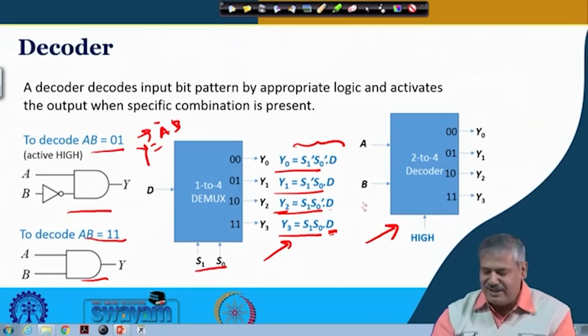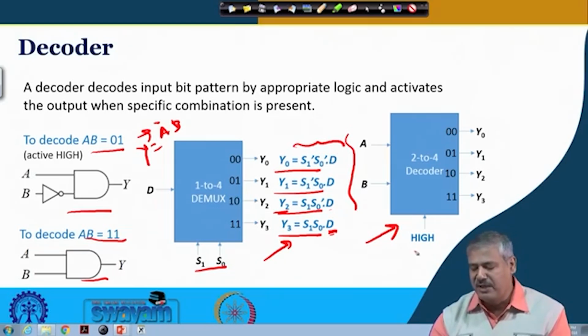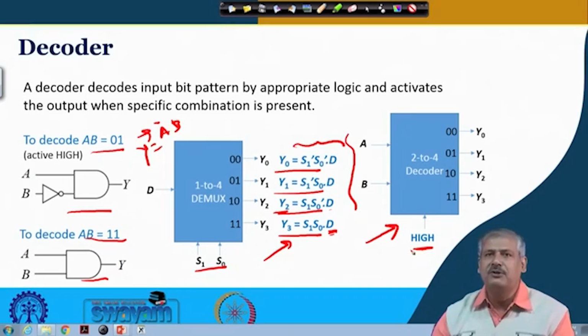So these select lines now become the input lines, the input combinations that need to be decoded, and these are the corresponding outputs, and the data input we are making high. If there is a strobe, we shall make it active at that time. Basically it is about understanding the relationship between the select lines and the output in a demultiplexer, which is converted to data or bit pattern to output in a decoder.